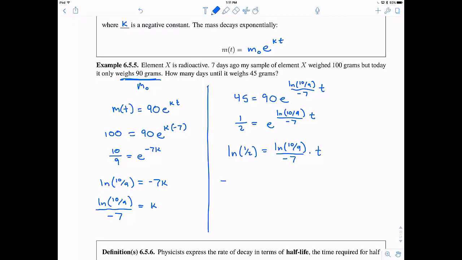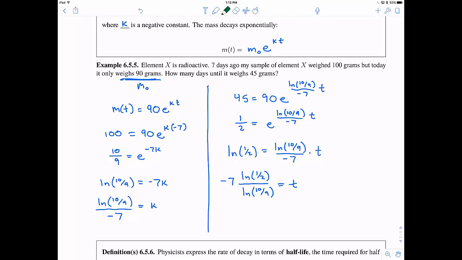And now I need to solve for t. So I'm going to multiply through by -7, and divide through by the natural log of 10/9. At this point, I'd be a little bit worried, because I see that time is negative. I see this -7, and that makes me concerned. But we have to remember the natural log of 1/2. When you plug in a value that's less than 1 into the natural log, it spits out a negative. So actually, this natural log of 1/2 is negative, and a negative times a negative is positive.